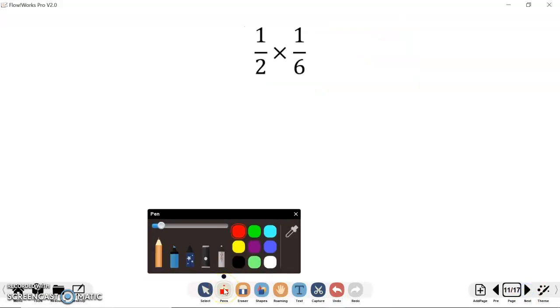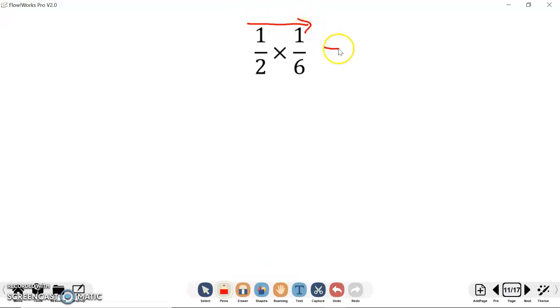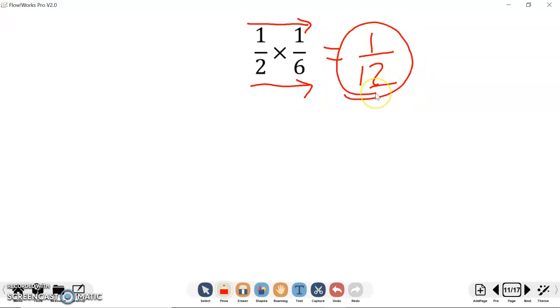All right, so then we're looking at 1/2 times 1/6, same thing. 1 times 1 on top is 1, and 2 times 6 on the bottom is 12. Another way to get 1/12.